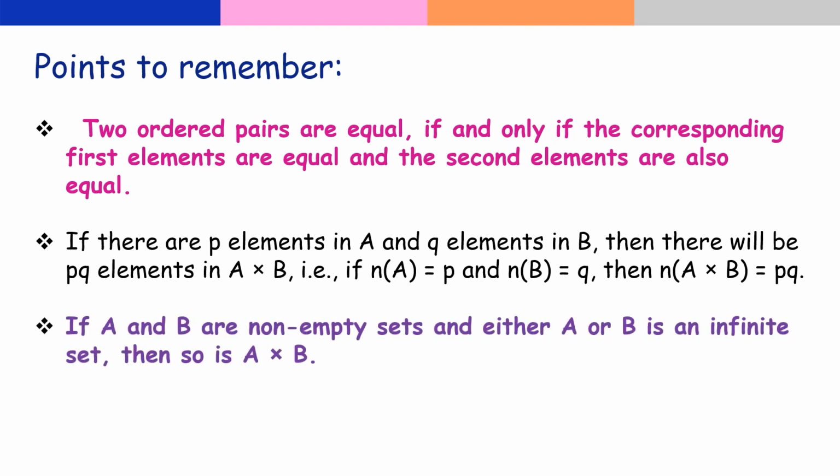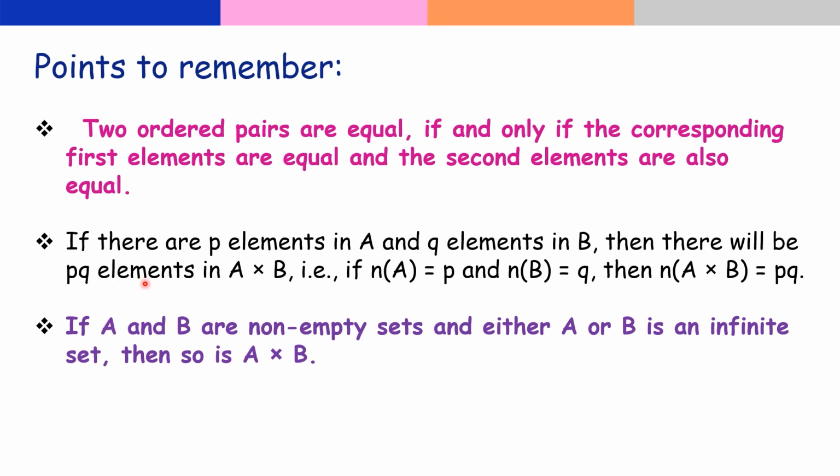Understood? The next point is, if A and B are non-empty sets and either A or B is an infinite set, then so is A cross B. For example, if I have two non-empty sets, one may have a finite number of elements, but either A or B is an infinite set. If any one of these two sets is infinite, then definitely my A cross B will also be infinite. I will not have a finite number of elements in that set.